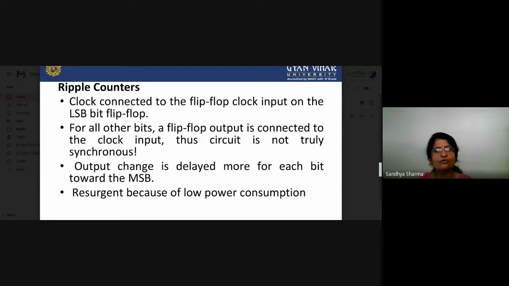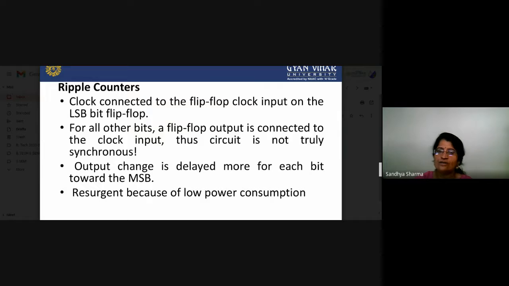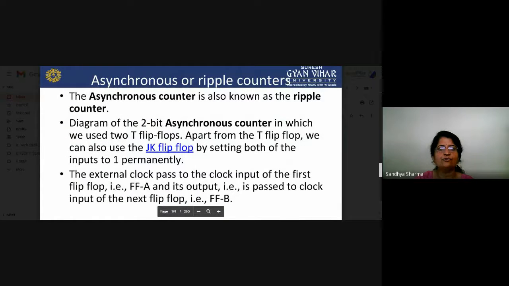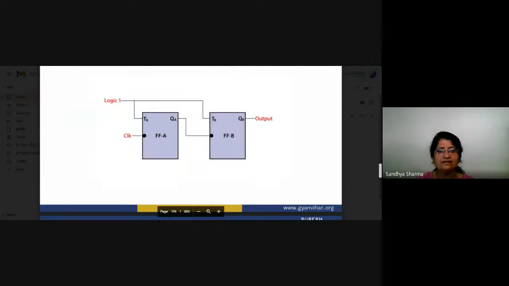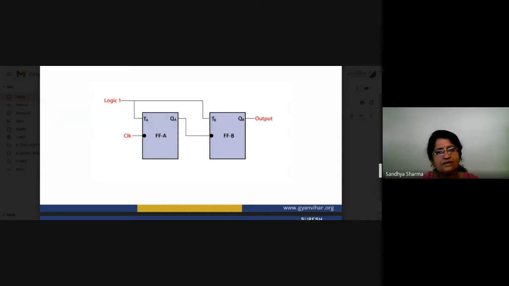So this is not truly synchronous because the flip flops are not clocked together. This type of clocking is called asynchronous, and the output change is delayed more for each bit towards the MSB. As you move towards the MSB, the delay increases. So that is basically asynchronous. We will see this in our diagram. You can see how the clock has to be given. This is the asynchronous or ripple counter.